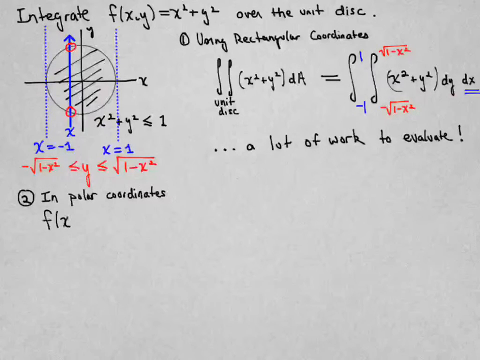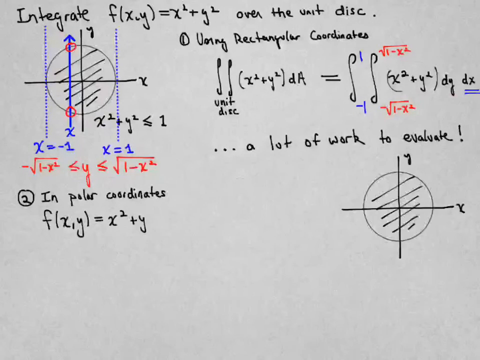So let's integrate in polar coordinates. The first thing I should do is to take my function x squared plus y squared and turn it into a function of the polar variables r and theta, and the sum of the squares of the coordinates are related according to the usual Pythagorean identity. X squared plus y squared is equal to r squared. So the function I'm integrating is just the radius squared.